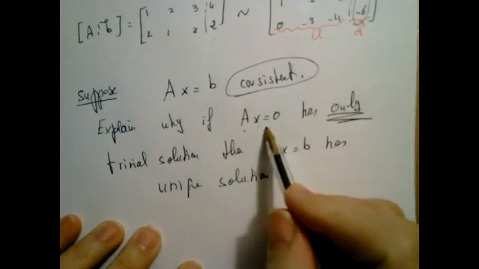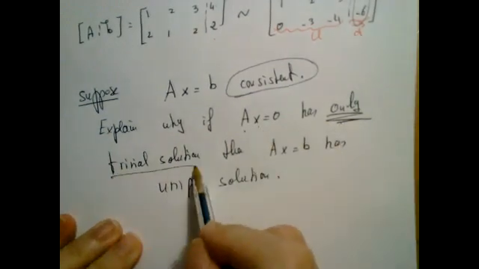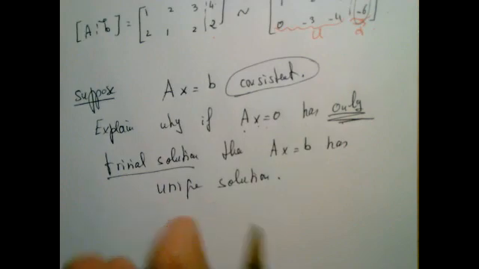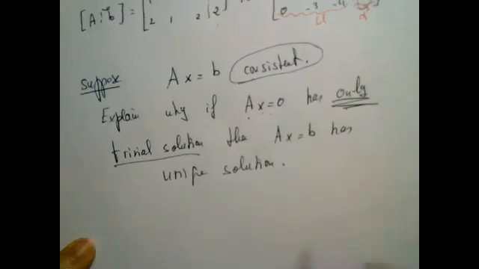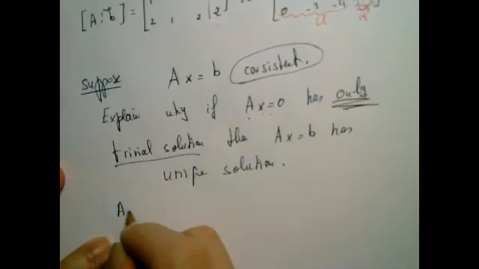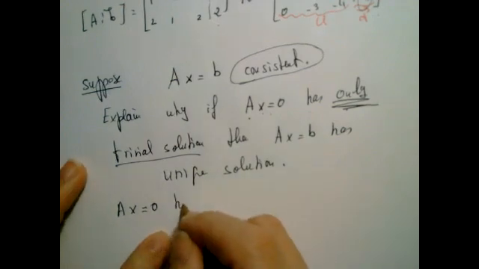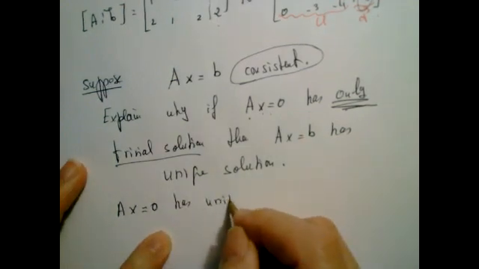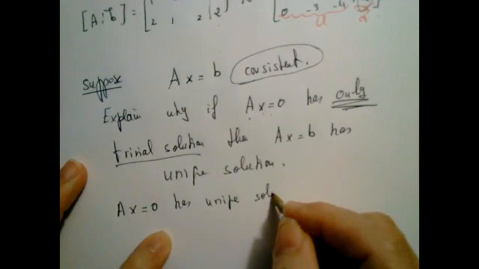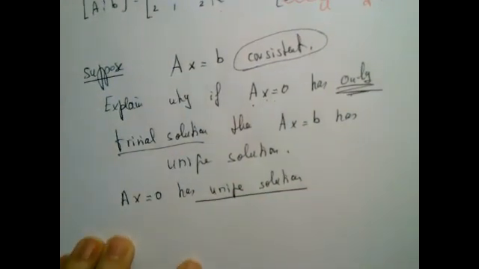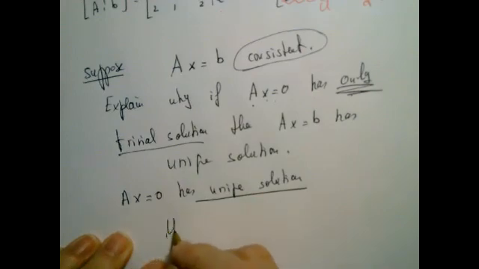Okay, if Ax equals 0 has only the trivial solution. Remember, the trivial solution means a solution where x1 equals x2 equals x3 equals 0. So it has one solution. What does this tell you about the echelon form of A? Suppose Ax equals 0 has a unique solution, only one. What does this tell you about the echelon form U?